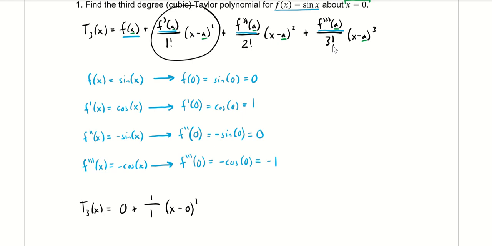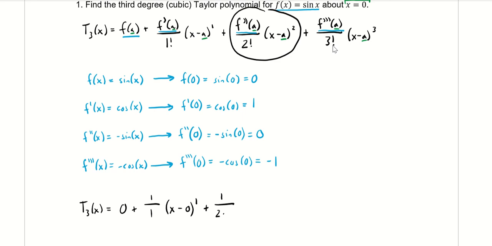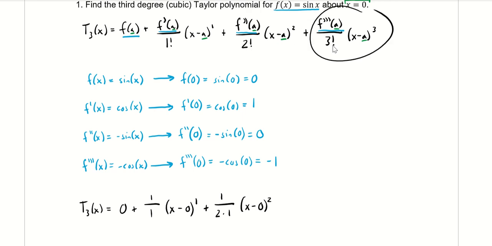So I'm just plugging in my components into that piece. Plus, now let's do this one. The second derivative, 1, over 2 factorial. 2 factorial is going to be its value 2 times all of the integers down to 1, which is just 2 times 1. And that's going to be times x minus 0 squared. And then finally, I have the third derivative, which is 0, over 3 factorial.